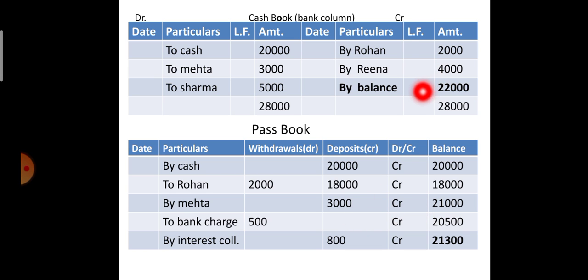What is the balance of the cash book? 22,000. And what is the closing balance of the passbook? It is 21,300. Because of this the cash book and passbook balances are different, and we have identified 4 transactions. There are a few more transactions that we will discuss later on. I have mentioned just a few here so that you can understand the topic.